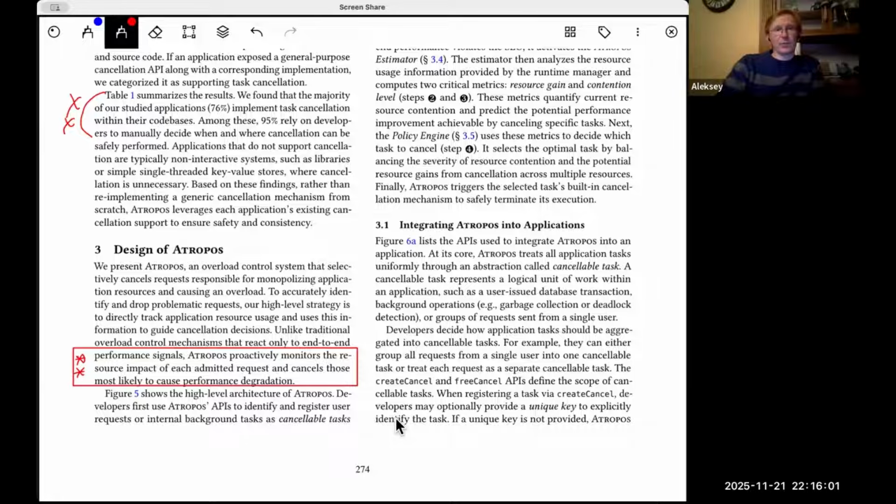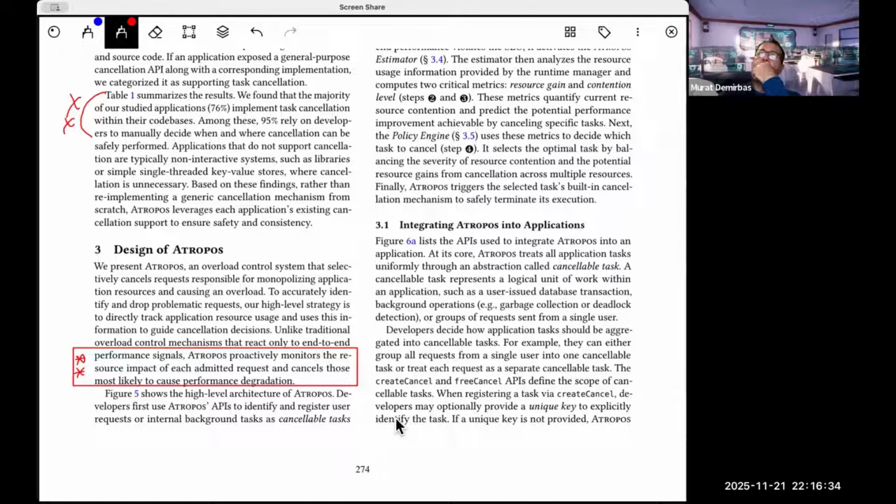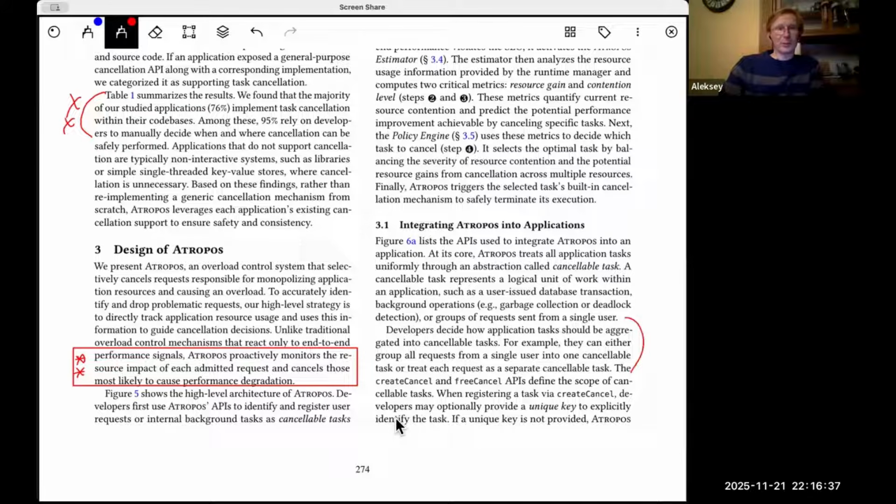Integrating Atropos into applications. Figure 6a lists the APIs used to integrate Atropos into an application. At its core, Atropos treats all application tasks uniformly through an abstraction called cancelable task. A cancelable task represents a logical unit of work within an application, such as a user-issued database transaction, background operations such as garbage collection or deadlock detection, or groups of requests sent from a single user. Developers decide how application tasks should be aggregated into cancelable tasks. For example, they can group all requests from a single user into one cancelable task.